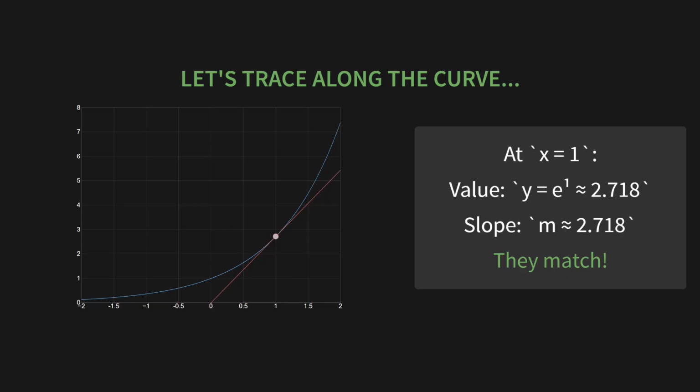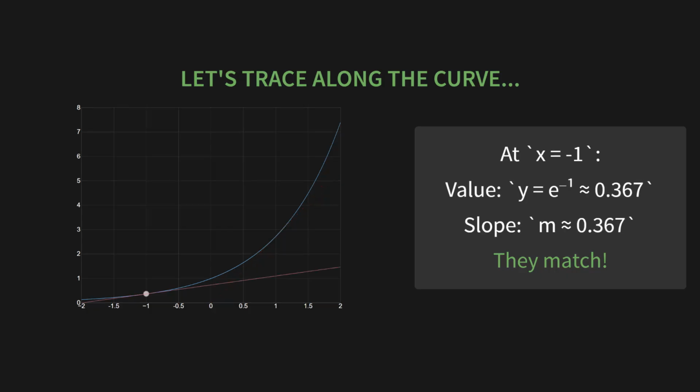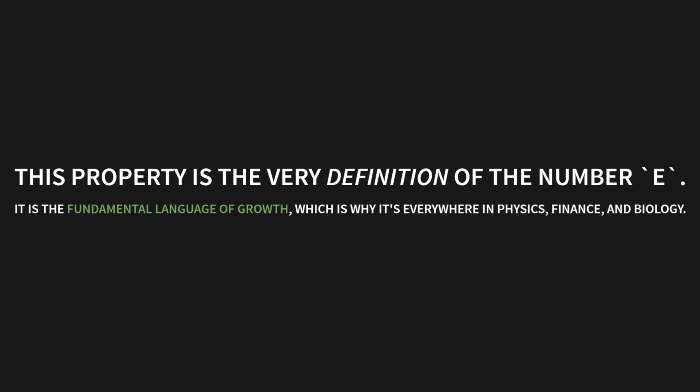They match. One more. Let's go to x equals negative 1. The value? Y equals e to the negative 1, which is about 0.367. And guess what the slope is? The slope m is about 0.367. They match. This property is the very definition of the number e. It is the fundamental language of growth, which is why it's everywhere in physics, finance, and biology.